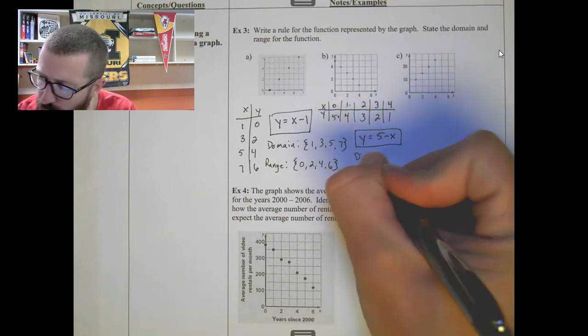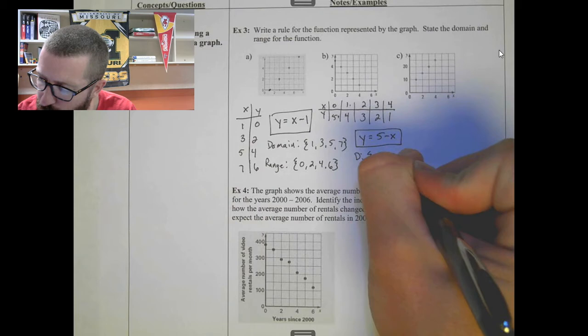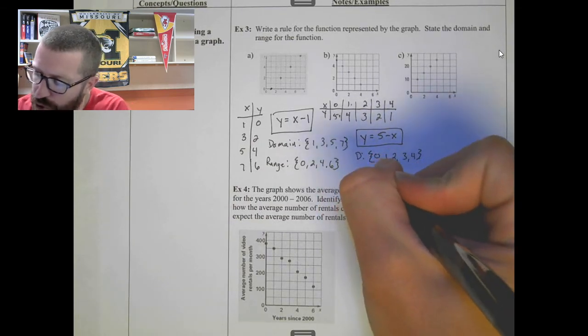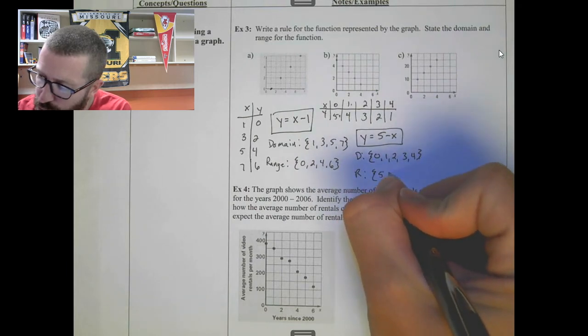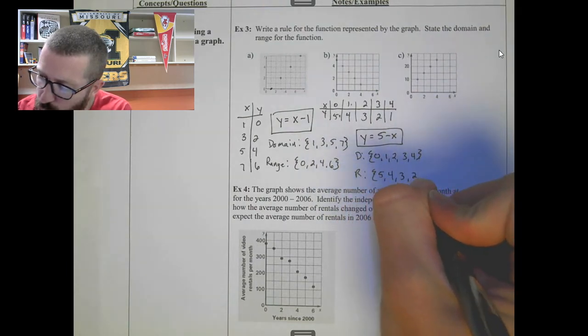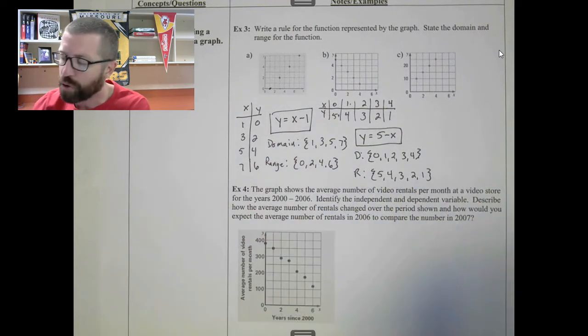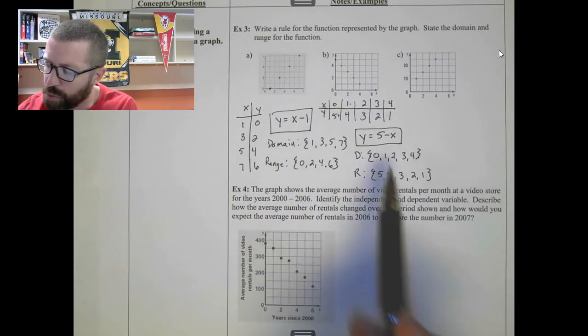Our domain, we'll just use D for domain, is 0, 1, 2, 3, and 4. And our range is 5, 4, 3, 2, and 1. And it's probably better to write 1, 2, 3, 4, 5 when you list these, even though that's not the order they kind of appear there.